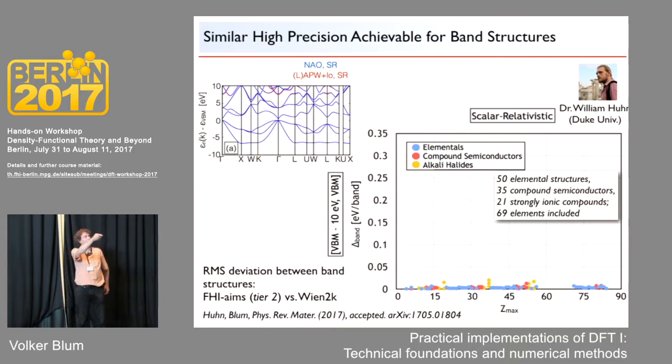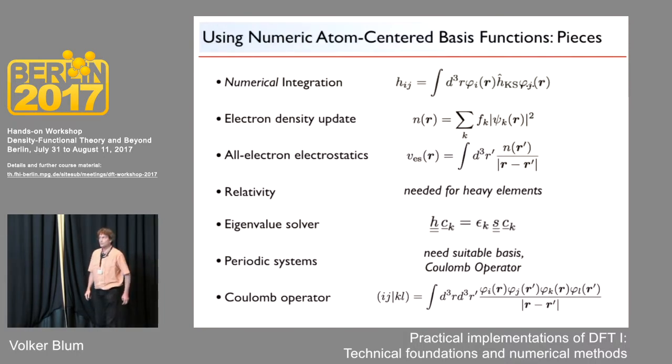compounds. So elemental structures, compound semiconductors, ionic compounds, covering 69 elements, and it showed that basically the same accuracy will also hold for band structures if you use the same principle of underlying approximation. So this is for so-called scalar relativistic theory, and I'll come back to that towards the later part of the talk, if I can. So we have this accuracy, so we can do something.